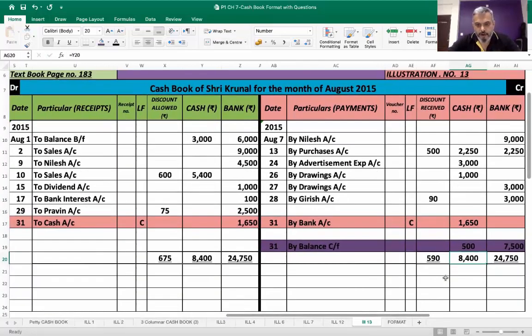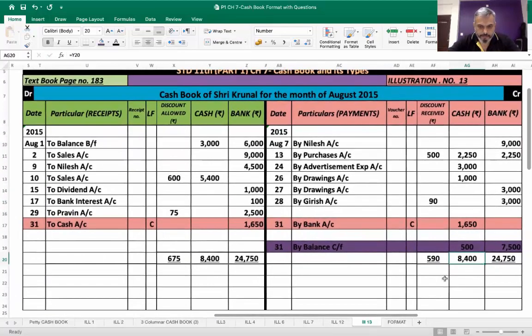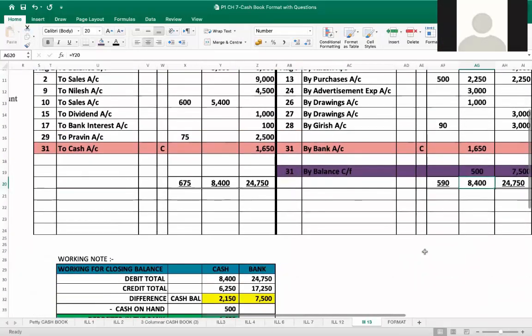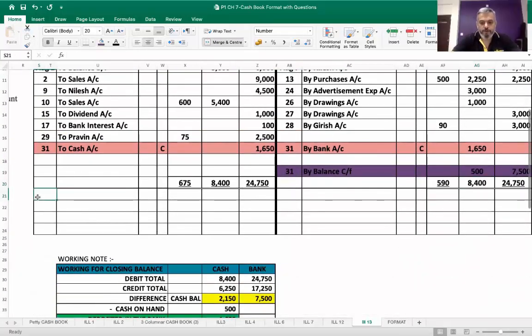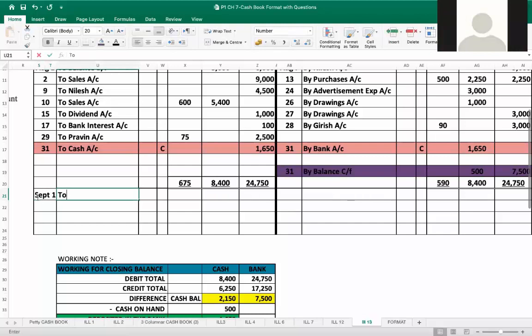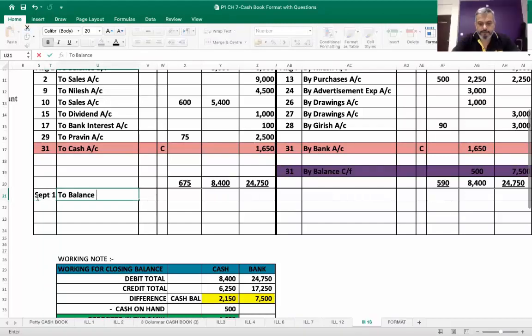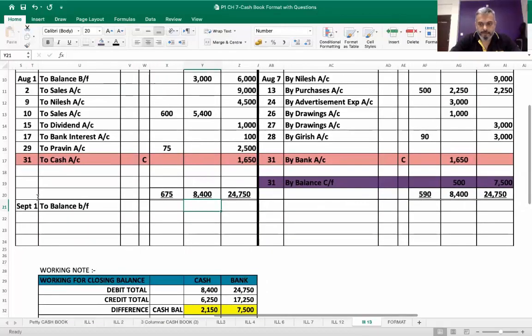Is the sum over? No, we need to transfer it. So September 1, to balance brought forward, 500 and 7,500.